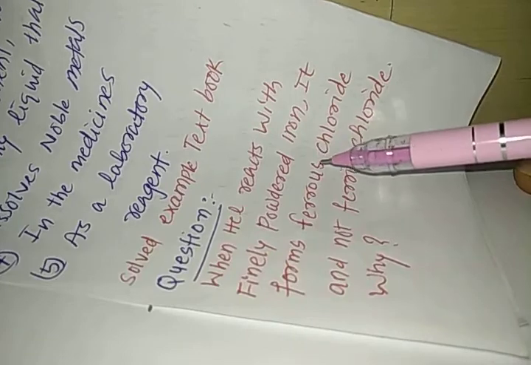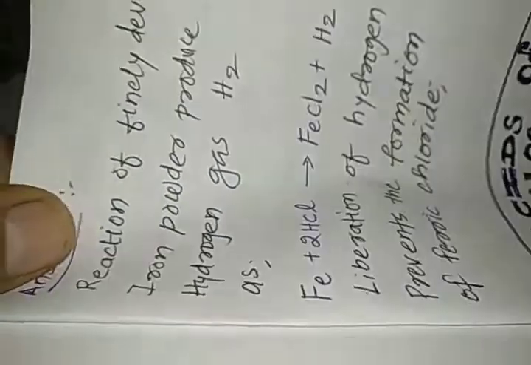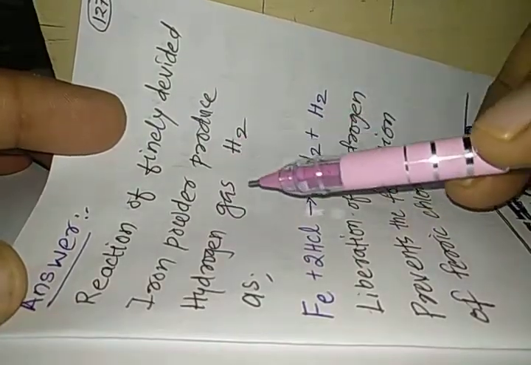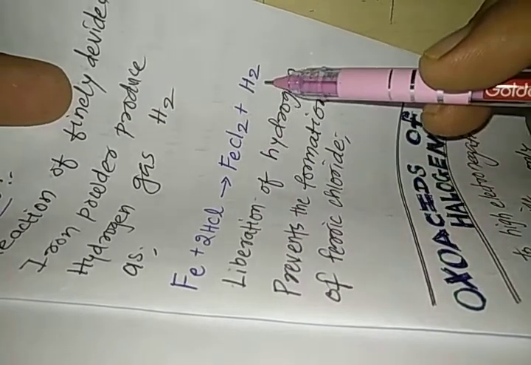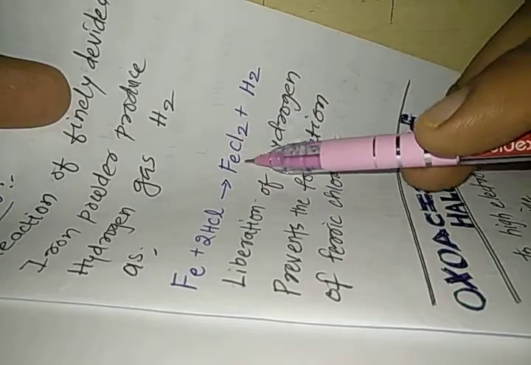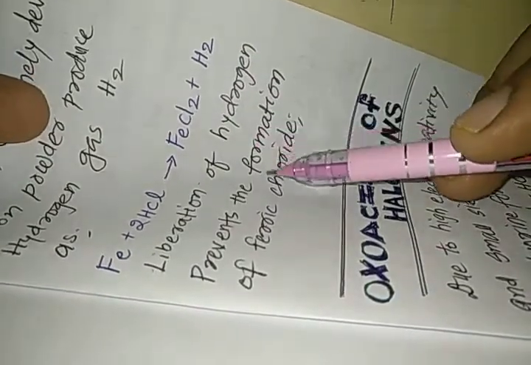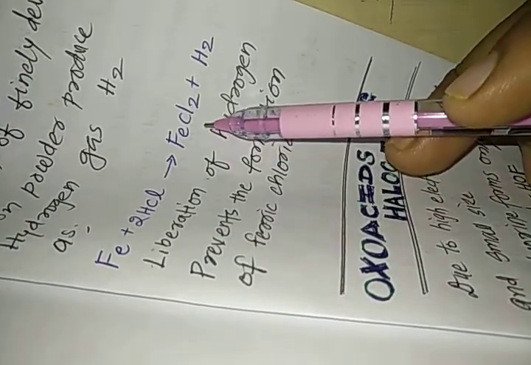When HCl reacts with finely powdered iron, it forms ferrous chloride and not ferric chloride. What is the reason? The reaction of finely divided iron powder produces hydrogen gas: Fe plus 2HCl gives FeCl2 plus H2. Hydrogen is a reducing agent that reduces Fe3+ to Fe2+, so Fe3+ cannot be produced. Liberation of hydrogen prevents the formation of ferric chloride, so only ferrous chloride is produced.